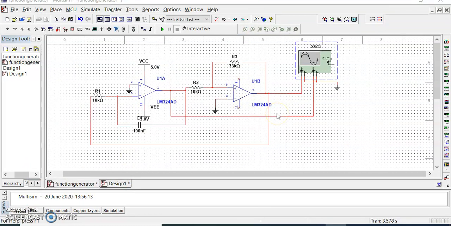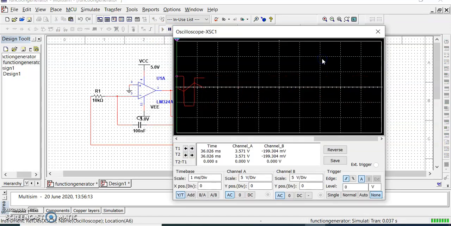After making the connections between all these components, this is our circuit. This one is the feedback resistor, R2 and R1 are 10 kilo ohm resistors, and this is the 100 nanofarad capacitor. This one is the square wave generator circuit, and this one is the integrator circuit. If you integrate it, we will get a triangular wave at the output. Now I am going to run this circuit. Okay, this is our output waveform.